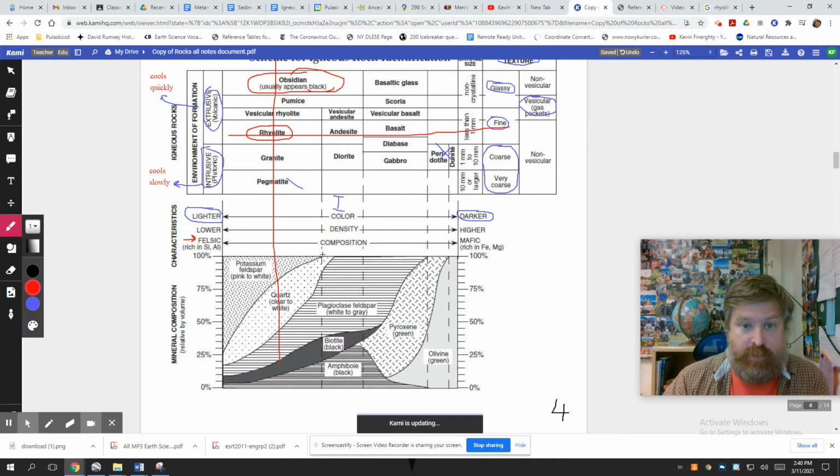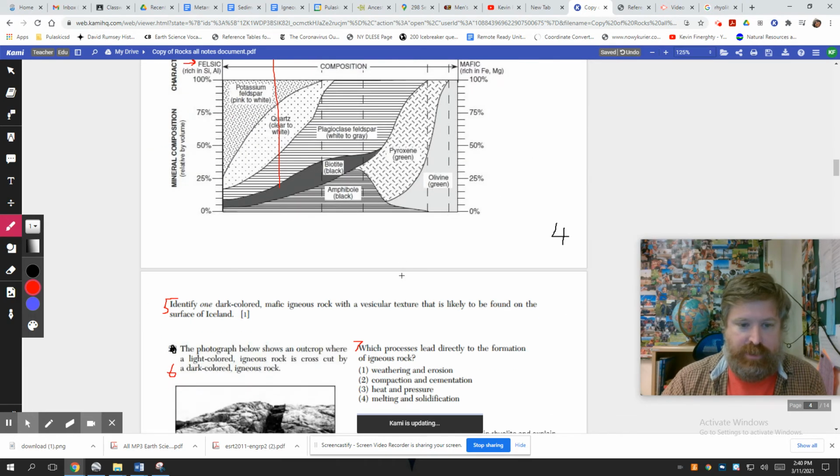Then I'll give you some intermediate ones and some mafic ones, and you just line them up like that. The lights, the darks, the coarse, the fine. Boom, boom, boom. Job's going to be done. You'll blast right through it.